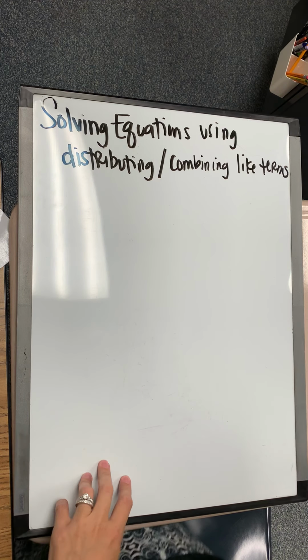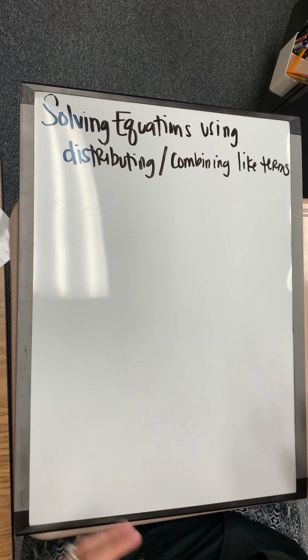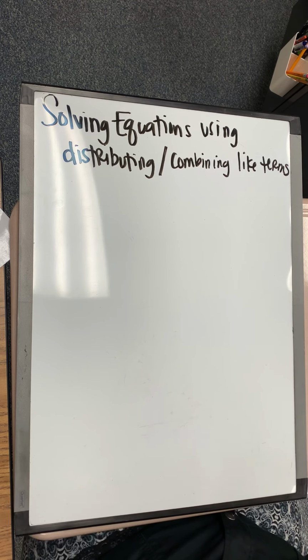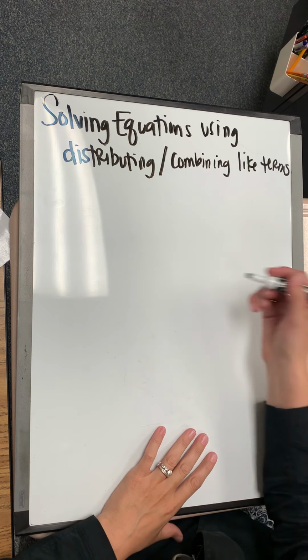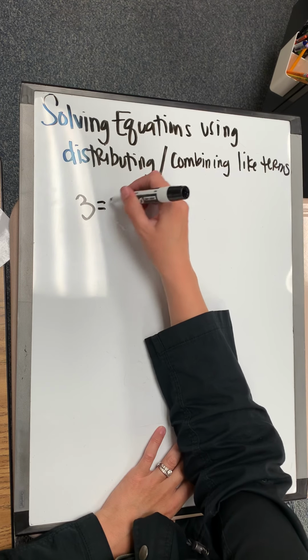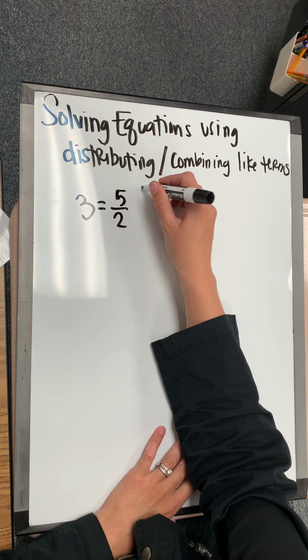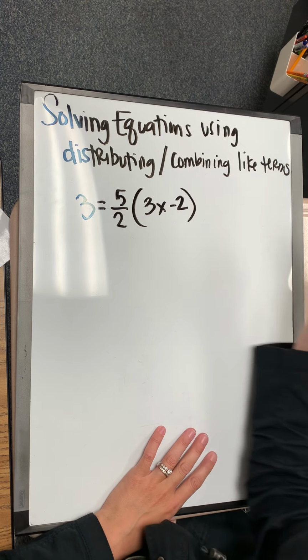In this video, we're talking about solving equations with distributing and combining like terms. Most of these will have a fraction with it as well, because it's always nice to be able to get rid of a fraction. So for the first one, let's do 3 is equal to 5 halves, parenthesis 3x minus 2, parenthesis.